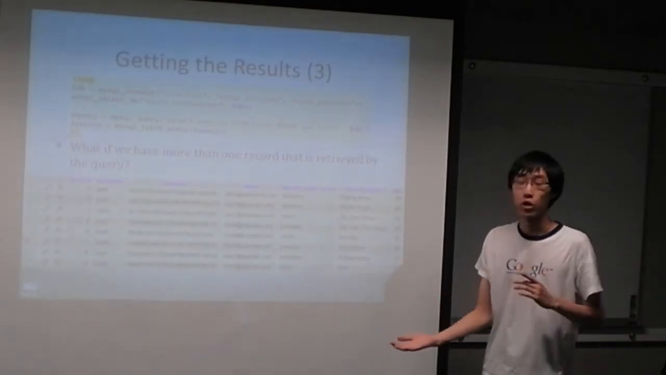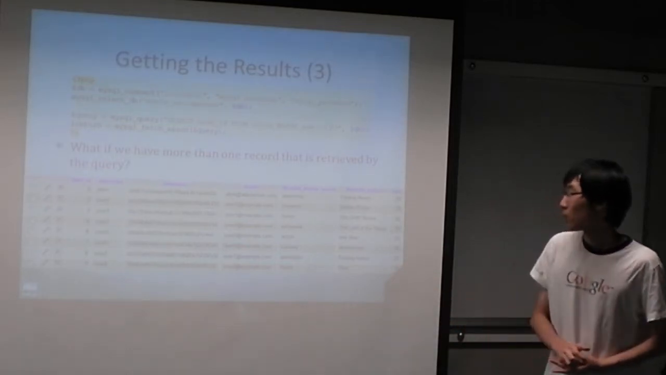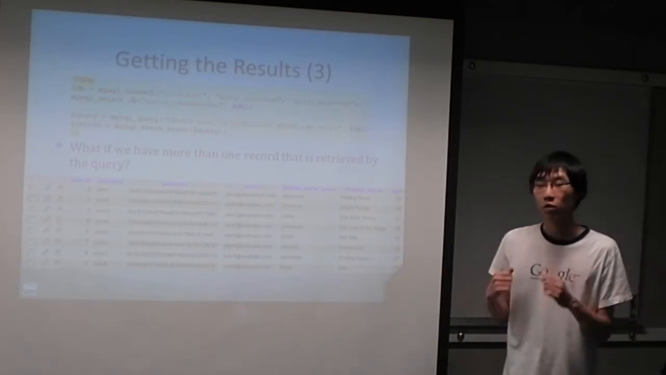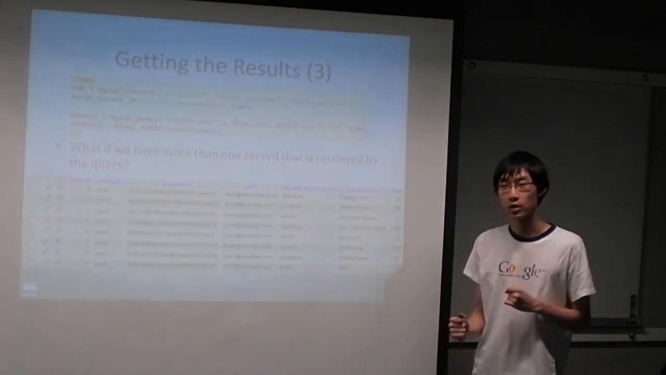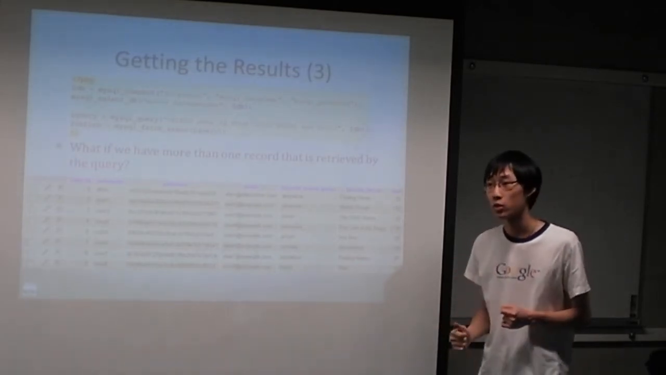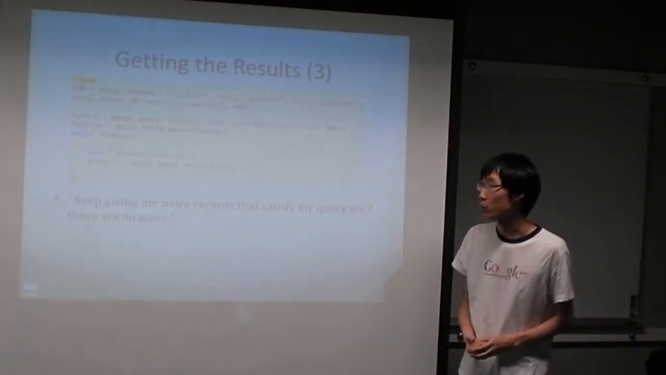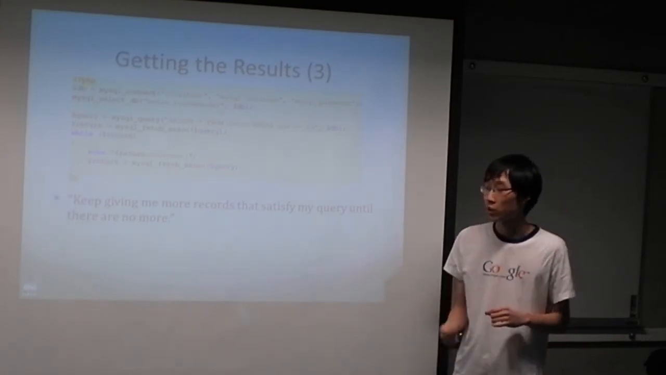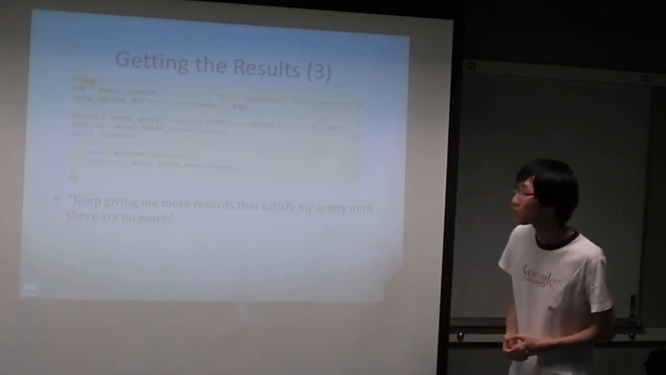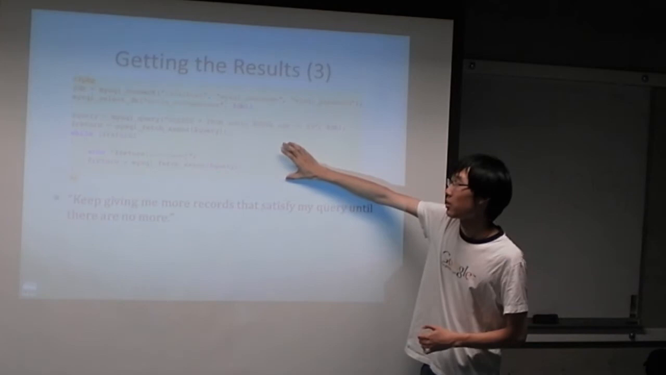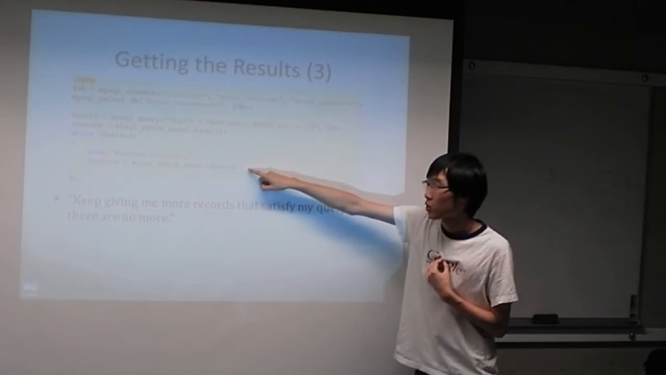So, what if we have more than one record? What if we have more than one record that's retrieved by a query? What you really want to say is, keep giving me results until there are no more results. And we learned this earlier with a while loop. So we're going to use a while loop to satisfy this. And that's exactly what you do. You say, while there's still a result, keep giving me records that satisfy my query until there are no more. And here you can see that structure. You can see while return, you print out the username, and then this is your increment right here.